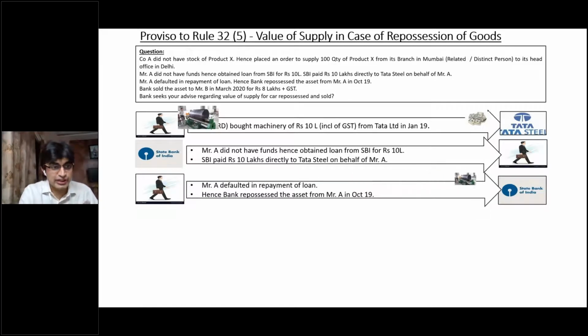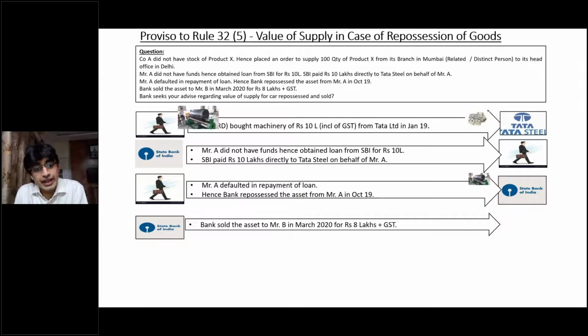Hence bank repossessed the asset. जो मिस्टर ए के पास एसेट था अब SBI ने ले लिया. In January 19 Mr. A had bought, and in October 19 में bank repossessed the asset. And now bank sold the asset when? In March 2020 for rupees 8 lakh plus GST. Now question comes, बैंक को 8 लाख पे पूरे पे GST करना पड़ेगा कि कैसे? See, bank is not a dealer of second-hand goods, but this exception is given also to the banks.